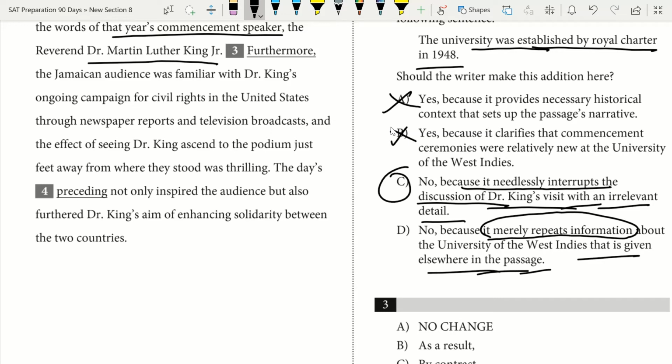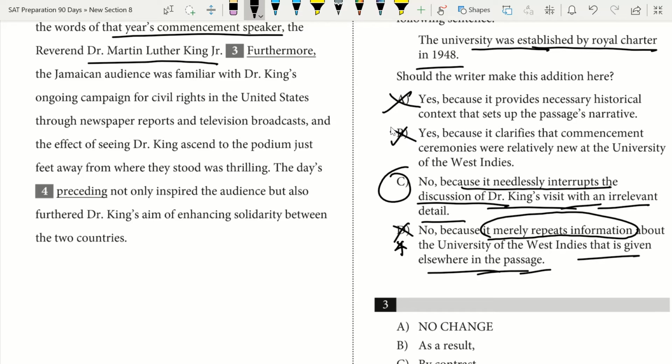Now in this case, we haven't included that elsewhere in the passage, so D is going to be incorrect there. But if you had something that was already said previously and you're just restating it, then you don't want to add it again because then you're just repeating information. So in that case, D would be correct if this were a different passage and that was the scenario.